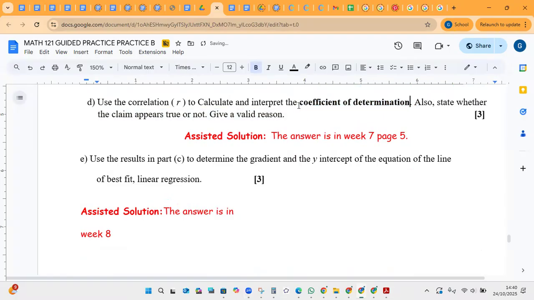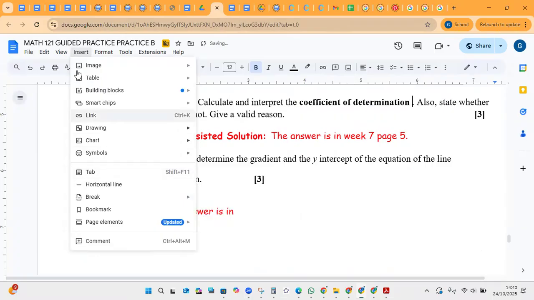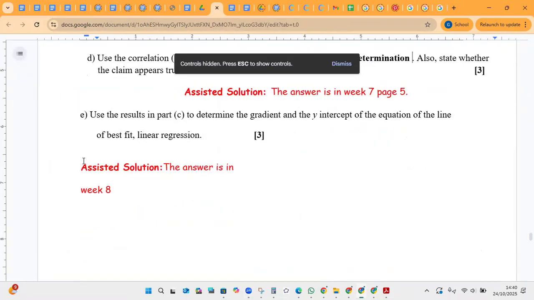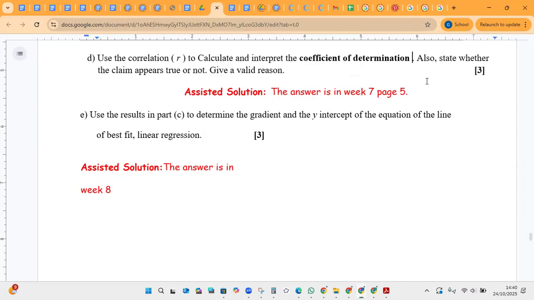The symbol for coefficient of determination is a capital R with a square on top of it. So it's R squared. And it says also state whether the claim appears to be true or not and give a valid reason.